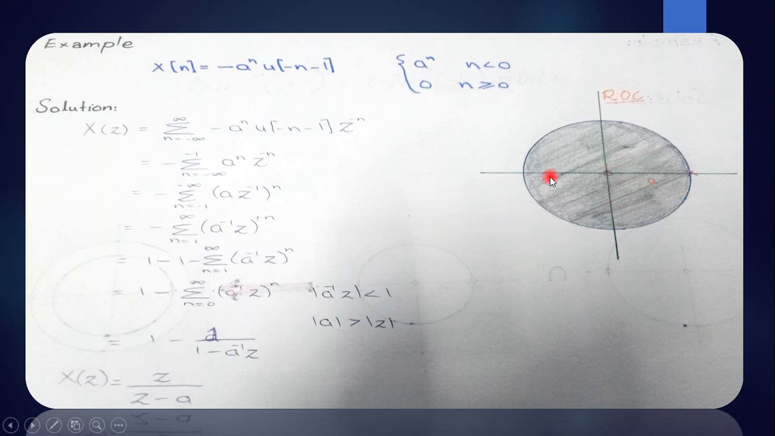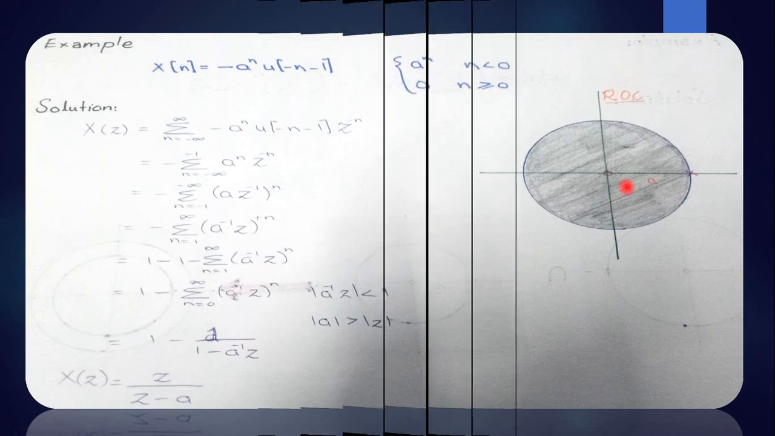So the region of convergence will be inside the circle, because inside the circle a mod is greater than z mod. So the region of convergence will be the inner part of the circle. In the previous example, we saw that the Z transform was similar, but the region of convergence was outside the circle. In this case, the region of convergence is inside the circle.